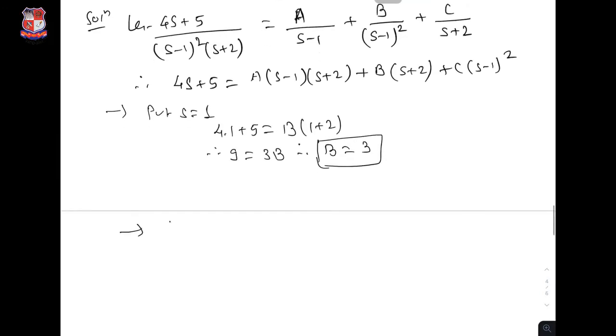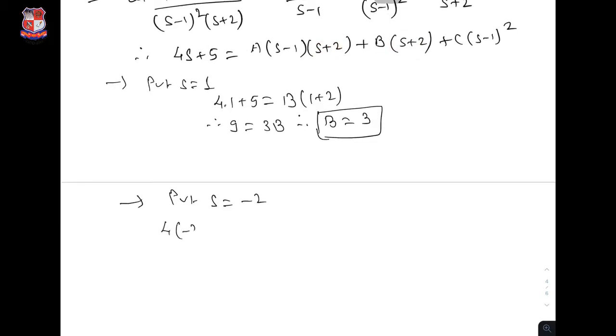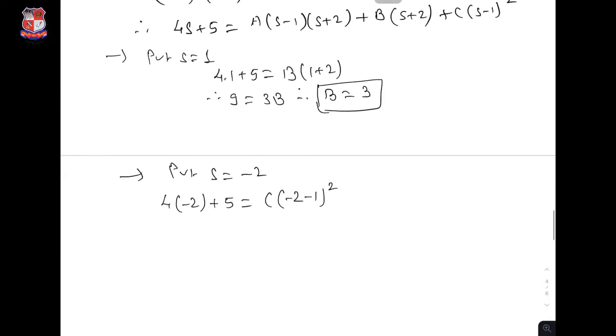Okay, still we can have some, like, put s equal to minus 2. So 4 into minus 2 plus 5, this term 0, this term 0, here we get c times (minus 2 minus 1) square. So this is minus 8 plus 5, so minus 3, and its square is 9c. And so c equal to minus 1 by 3.